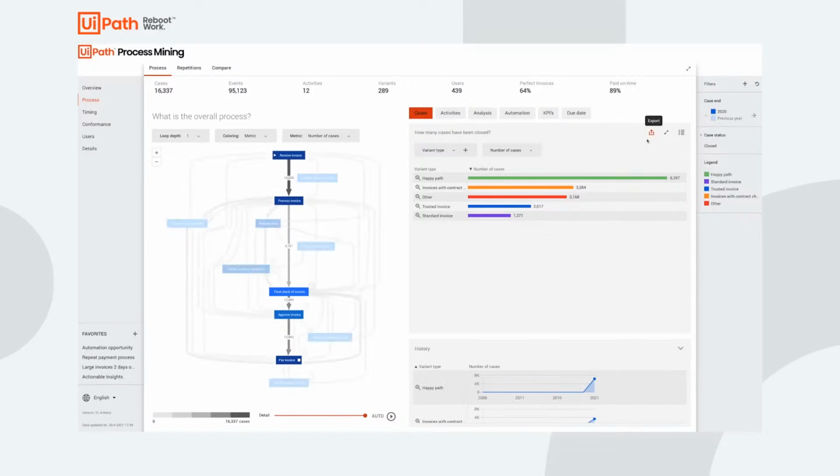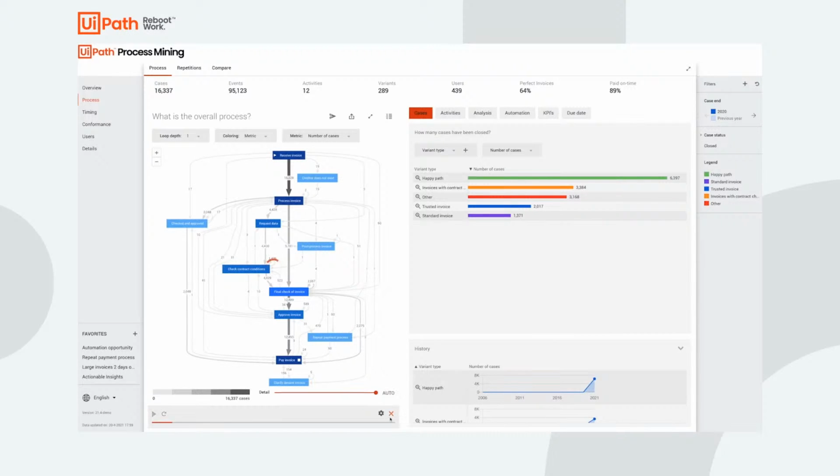To help Andrea further, process mining visualizes how the different cases flow through the process. This doesn't look ideal. While some cases are completed in a couple of days, there are others that take more than 176 days.